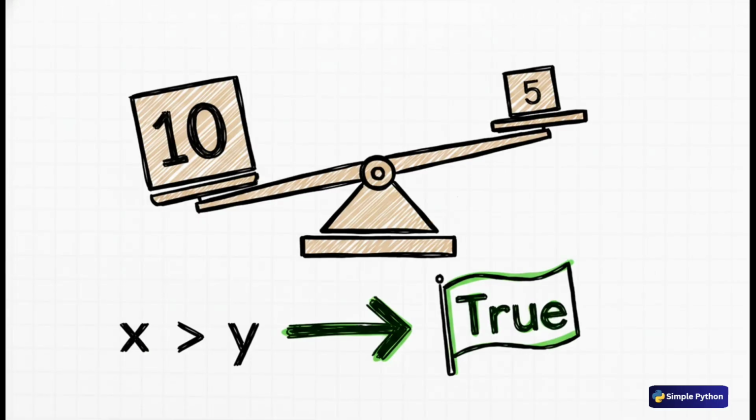Just look at this. Let's say x is 10 and y is 5. We ask Python, hey, is x greater than y? And Python doesn't even hesitate. It looks at the values, does the comparison, and just comes back with a definitive true. In the world of these operators, there's no maybe. Everything is a clear yes or no.